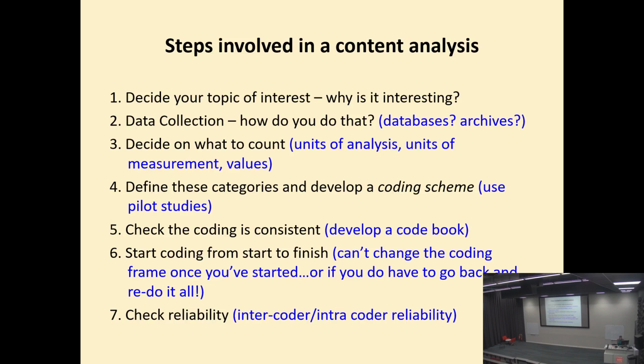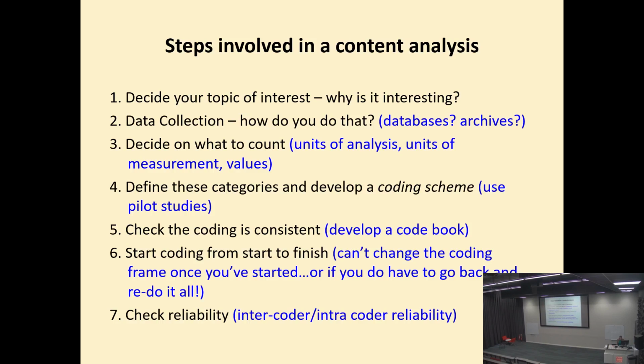You need to check your coding is consistent. You often develop a code book, and you start coding then from start to finish. Once you've started, you can't change your coding frame, or if you do, you have to go right back to the beginning and change it all. And sometimes people worry that you may introduce some bias. So the idea is that you've done enough piloting that you have a clear sense of here's my coding frame, this is what I'm counting, and I'll systematically read each newspaper article, for example, and find out how often X, Y, or Z is present.